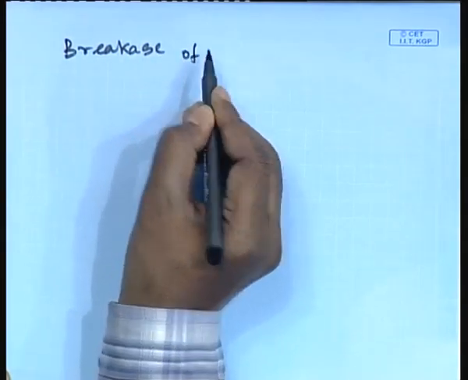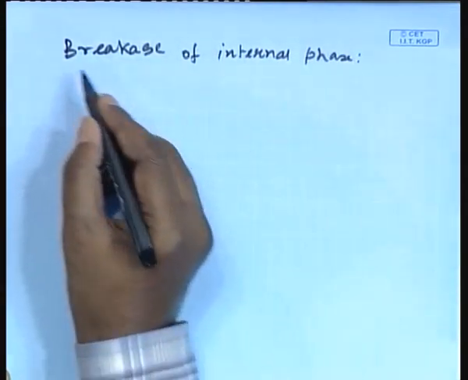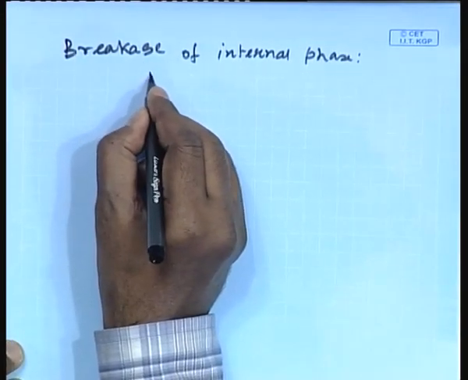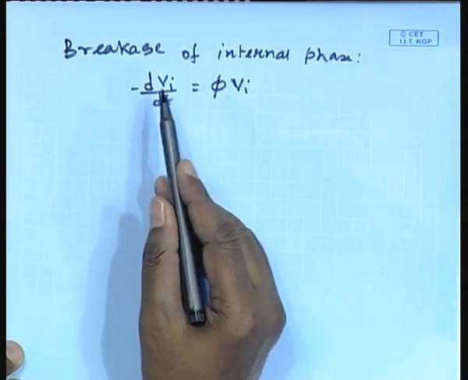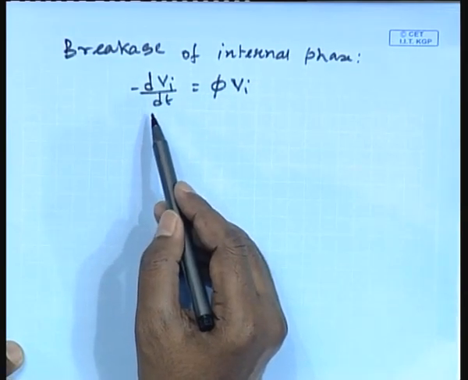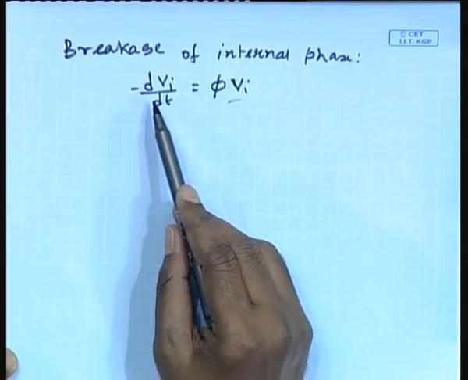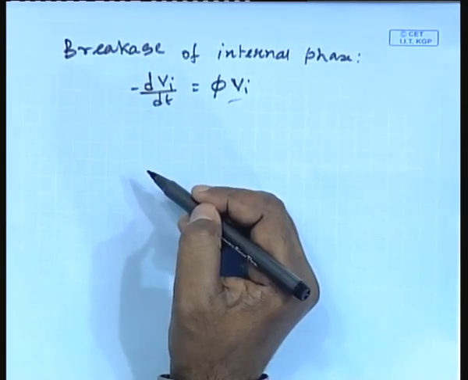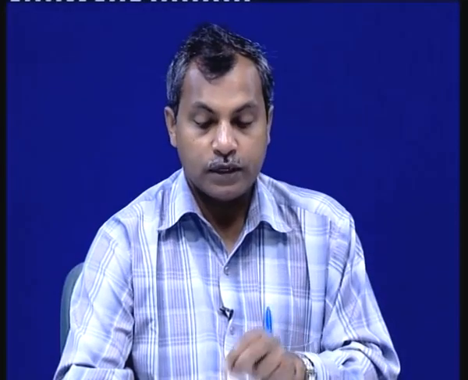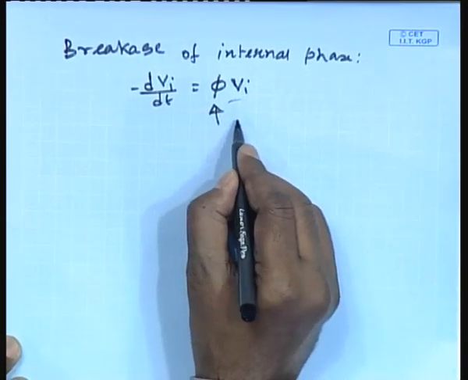Now, let us talk about the breakage of emulsion. For the internal phase, we assume that minus dVi/dt is proportional to Vi. That means the rate of loss of internal phase as a function of time is proportional to the volume of the internal phase. More internal phase means more breakage; less internal phase means less breakage. So, minus dVi/dt is nothing but the rate of reduction of the internal phase volume. This is proportional to the internal phase volume, and this proportionality constant is known as phi, the breakage coefficient.